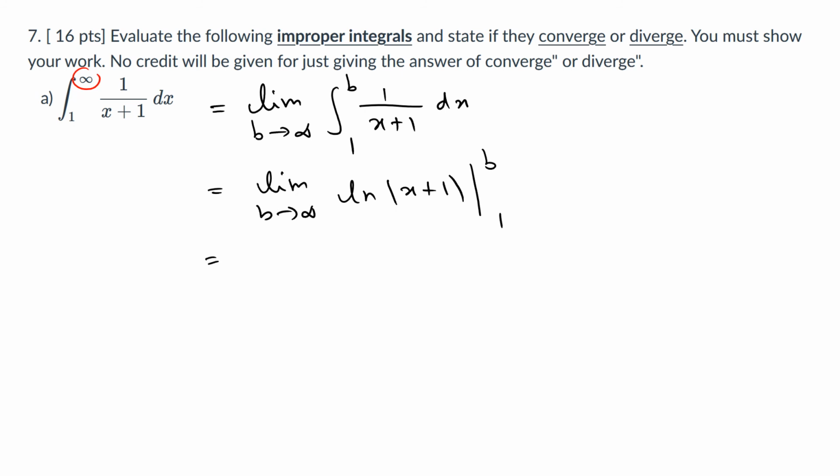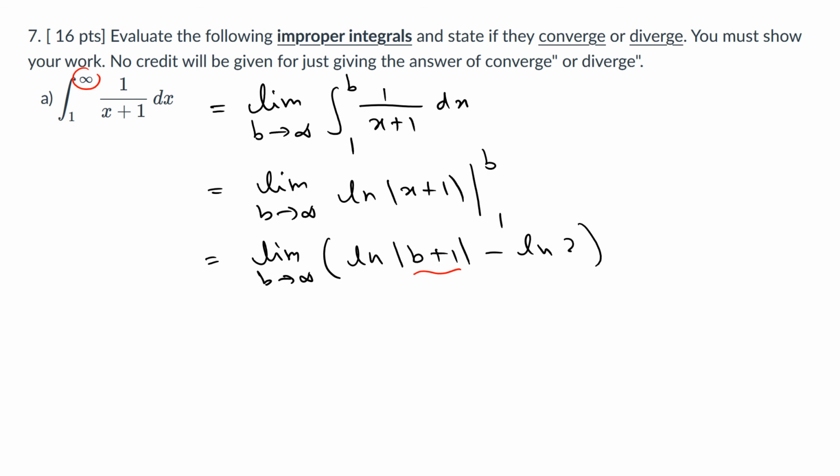So let's evaluate, as a limit, b goes to infinity. When you evaluate, this is ln(b + 1) minus ln 2. Okay, ln 2 is a number. But what's going to happen now? As b goes to infinity, b + 1 also goes to infinity.